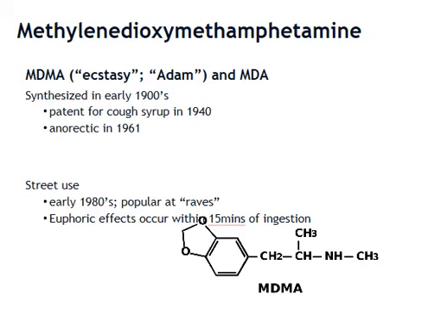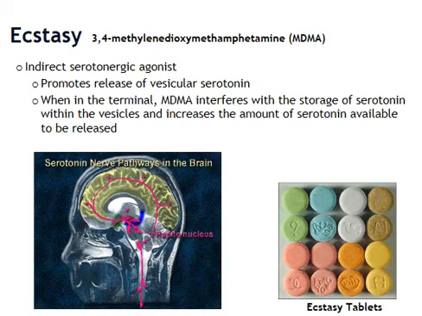Since the 1980s or so, it was popular at raves, and those euphoric effects occur within the first 15 minutes of ingestion. And some of these tablets that are made look like this, and so they look rather innocuous. They look like they could be candy, but they're not. And you can see some indirect serotonin agonist activity. And so these drugs will promote the release of vesicular serotonin, but when in the terminal, the MDMA interferes with the storage of serotonin, and also interferes with the amount of serotonin available to be released.